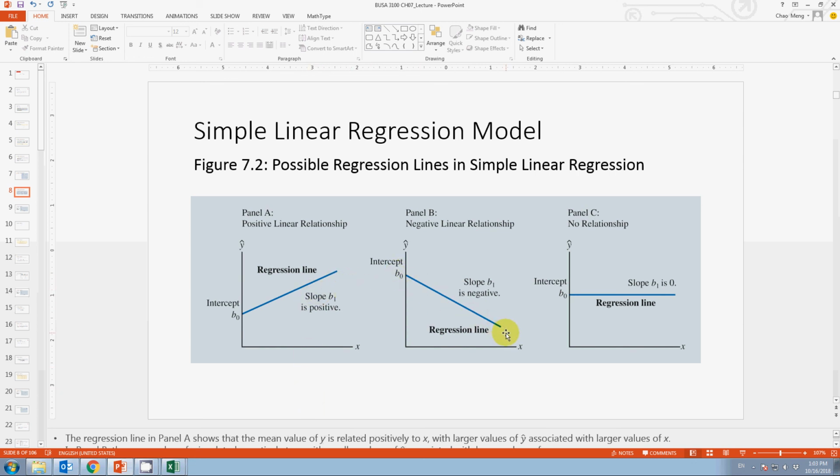And the second one shows a negative relationship, which means b1 is a negative value. One example could be x being the time you spend doing exercise, and the estimated y meaning the chance of getting sick. When we spend more time doing exercise, the lower chance we will have disease or get sick. And if there's no relationship, then b1 is 0. That means y does not depend on the x variable.